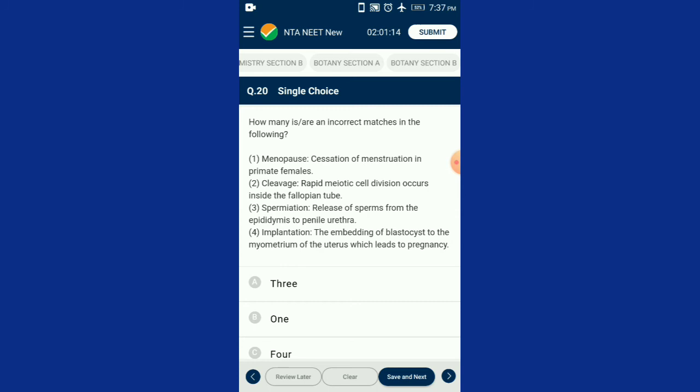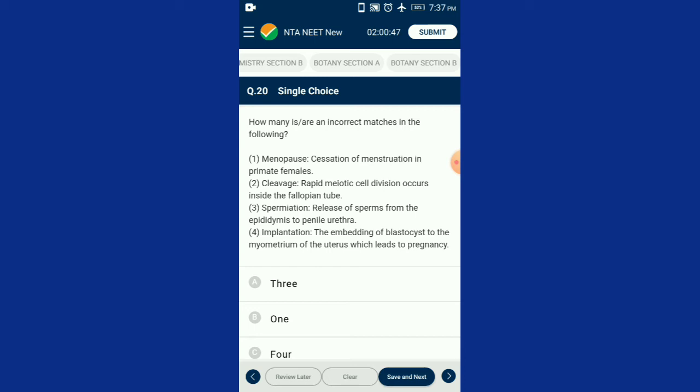Question number 20. How many are incorrect matches in the following? Totally there are four statements given. Cleavage is a rapid mitotic cell division of zygote in the fallopian tube. Spermiation, releasing of sperms from the head of Sertoli cells to lumen of seminiferous tubules. Implantation, the embedding of blastocyst to the endometrium of the uterus, which leads to pregnancy.